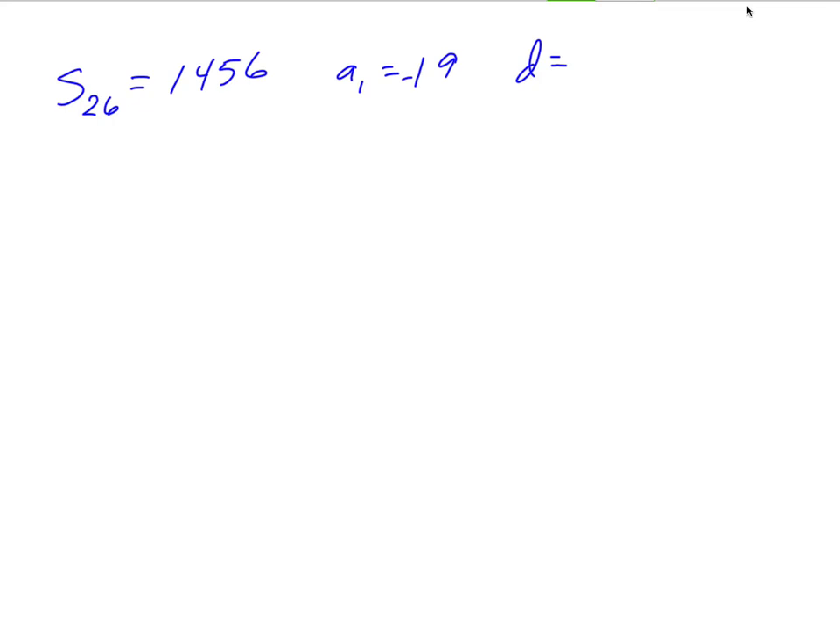Alright, so this time they're giving me the sum. They're telling me a sub 1 is negative 19, and they want me to find the common difference. Sum is 1456, a sub 1 is negative 19. I'm looking for the common difference. So which formula do I want this time? The second one.